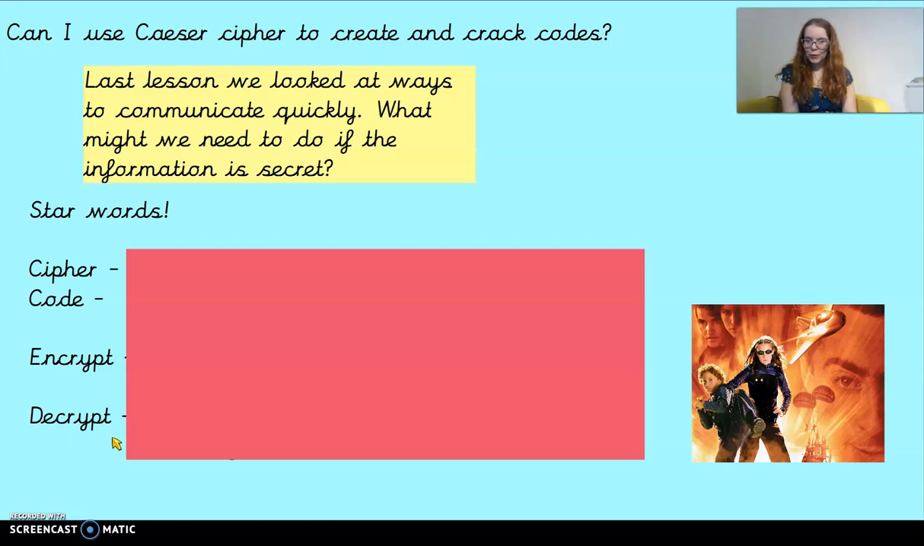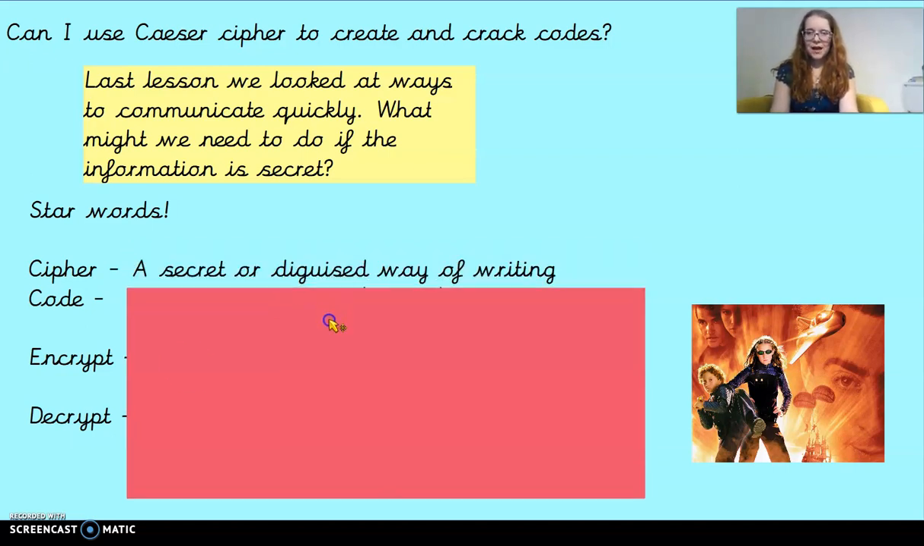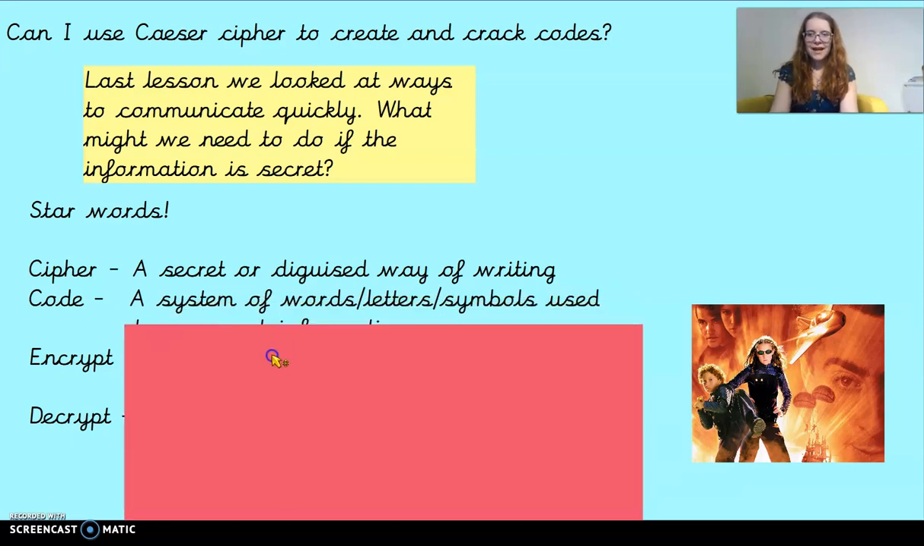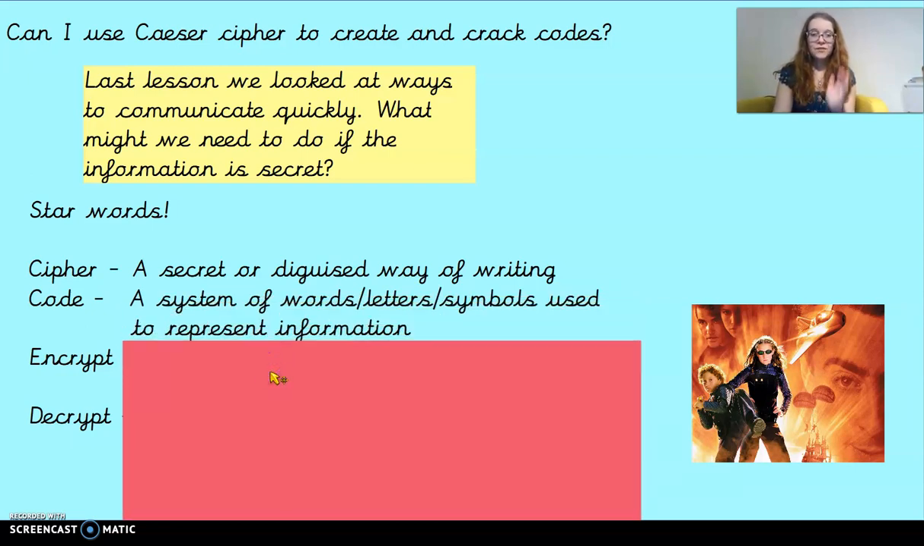3, 2, 1. All right, cipher. Now, this is one of those words that maybe you've not come across before. Let's have a look at it here. A cipher is a secret or disguised way of writing, a very helpful way to write when you've got lots of top secrets that you need to protect. Let's have a look at code. It's a system of words, letters or symbols used to represent information.